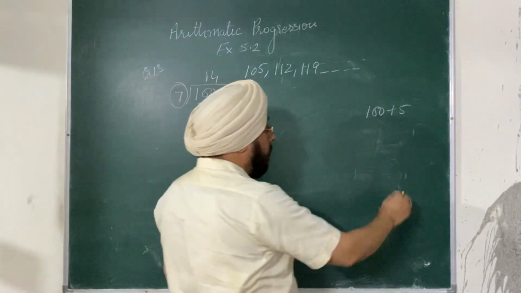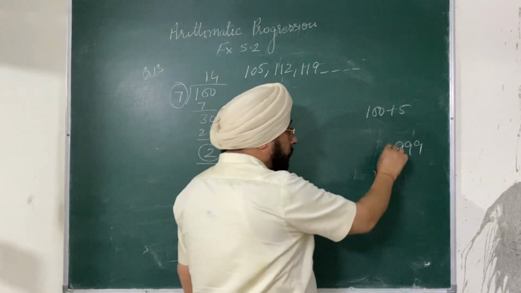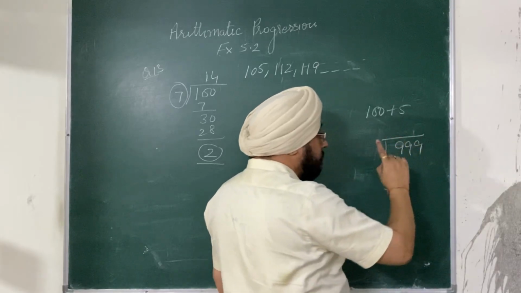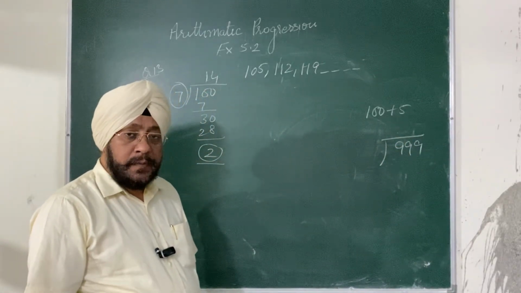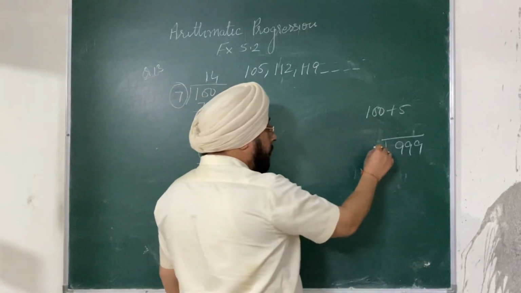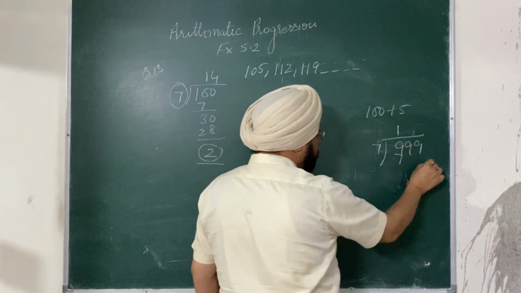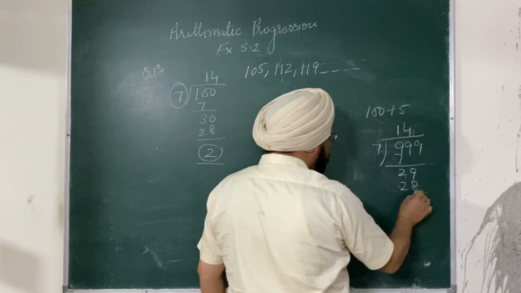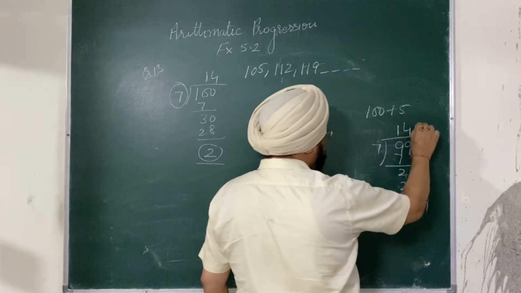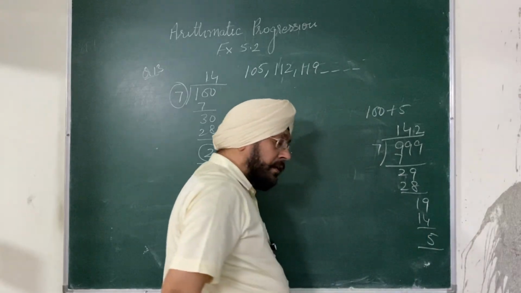Now we know that the last term is 999, which is a 3-digit number, but we have to find that number which is 3-digit and also exactly divisible by 7. So we have to divide this number by 7. So 7 1 is 7, this is 29, 7 4 is 28, this is 7 2 is 14, it means we are left with 5.